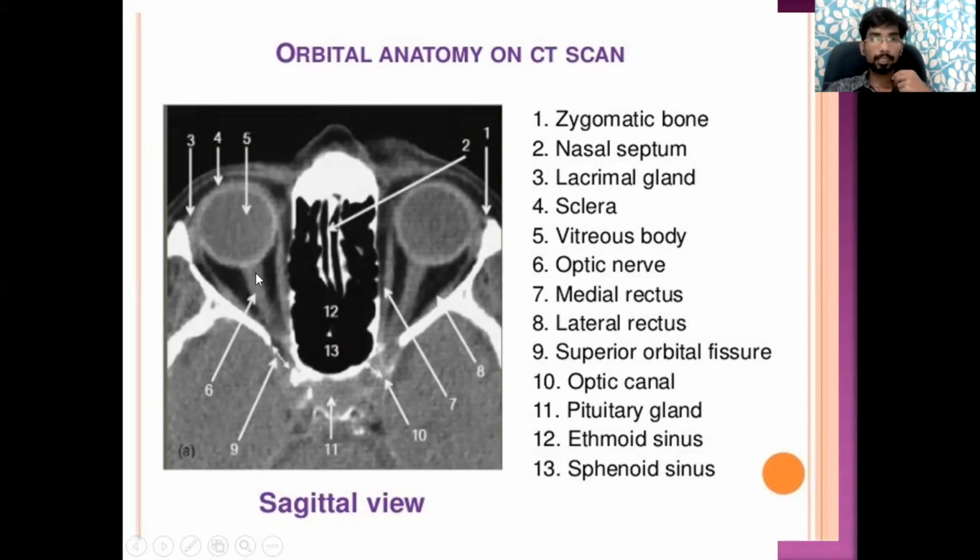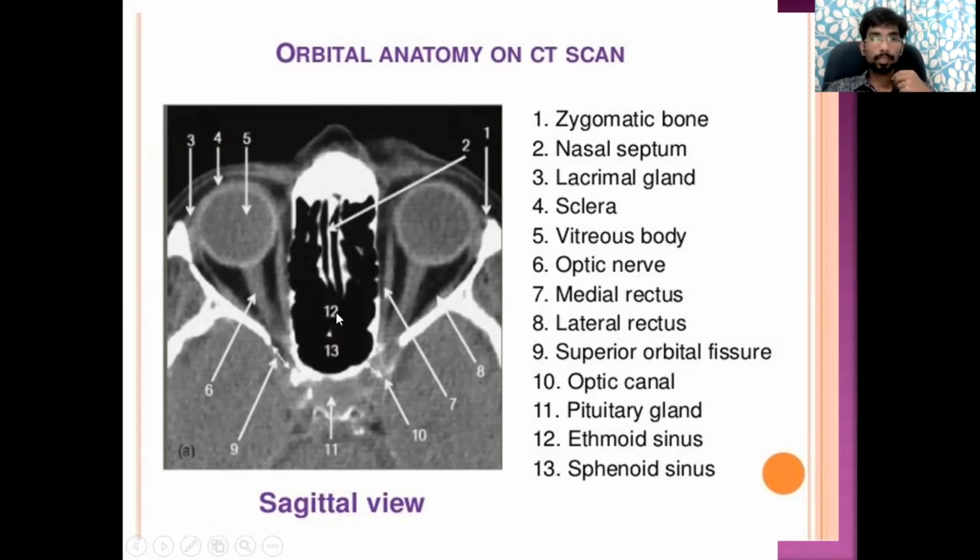6 is the optic nerve. And 7 is the medial rectus. 8 is the lateral rectus. 9 is the superior orbital fissure. This is the superior orbital fissure between the bony margins. Between this bone, we have this superior orbital fissure. 10 is the optic canal. So below the superior orbital fissure, we have the optic canal. 11 is the site for the pituitary gland.